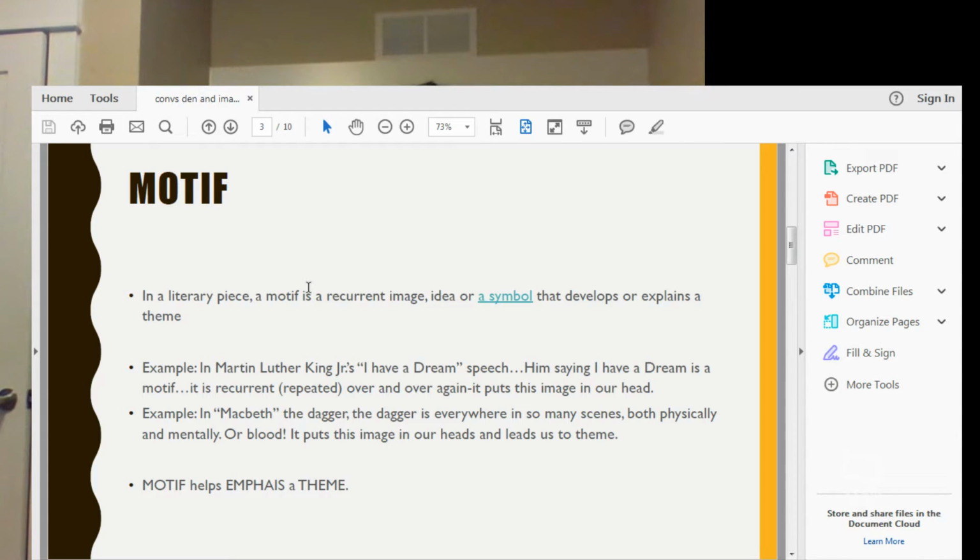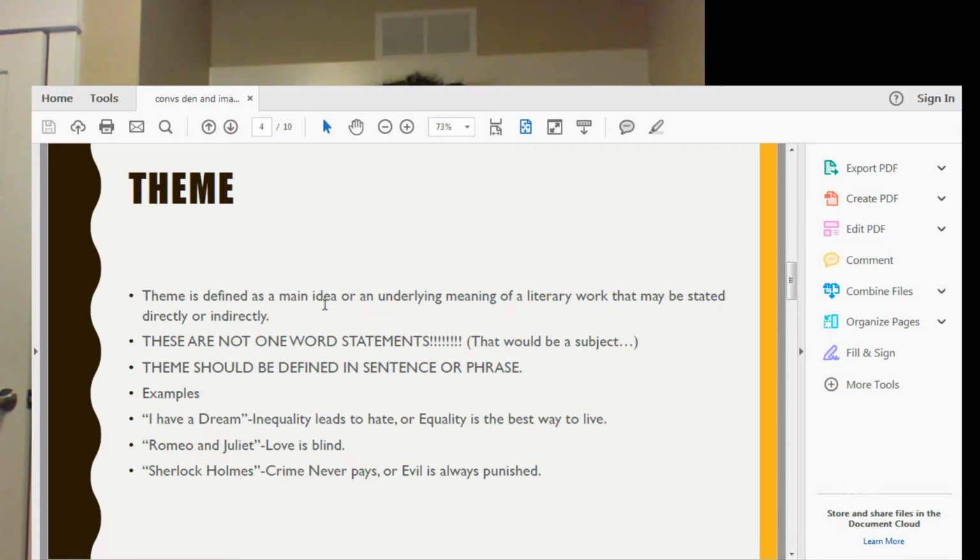Okay? And I think this is important for you to know. Motif helps emphasize a theme. It is not a theme. Most of you have been giving me motifs when I said theme. Like, oh, the theme is love. That's not a theme. That's a motif. Okay? Which brings us to theme.